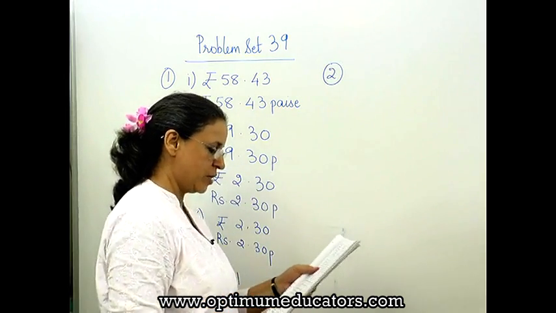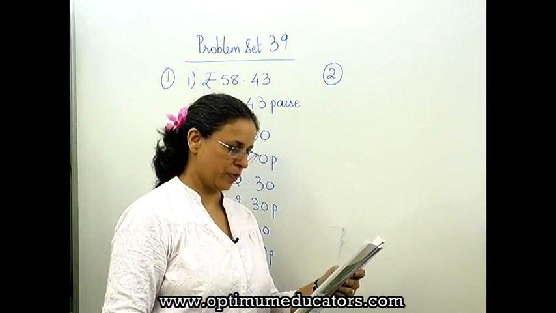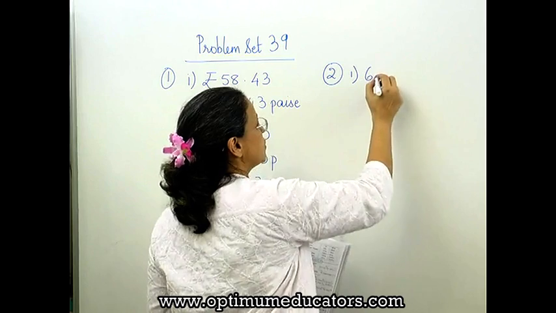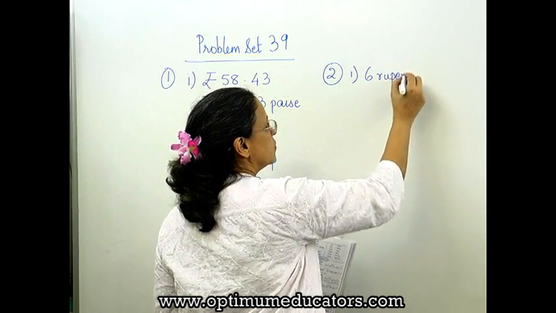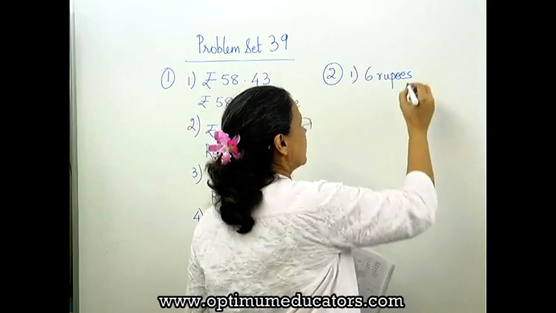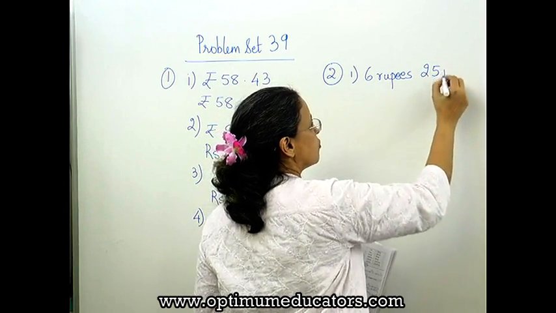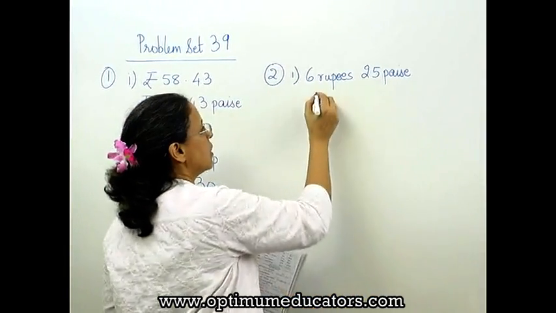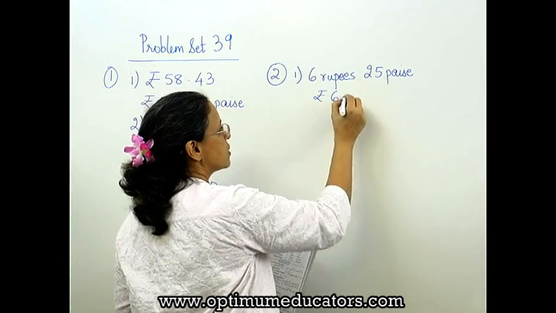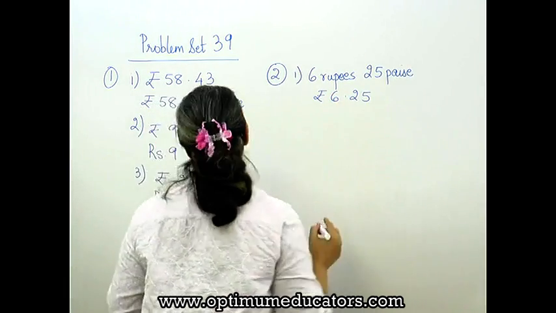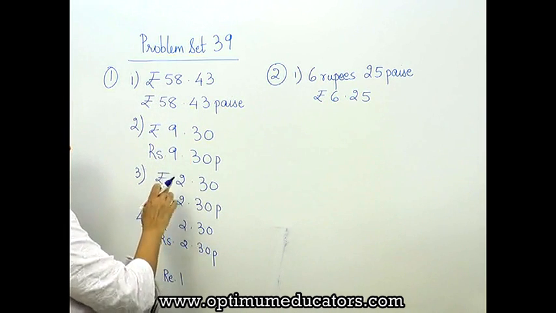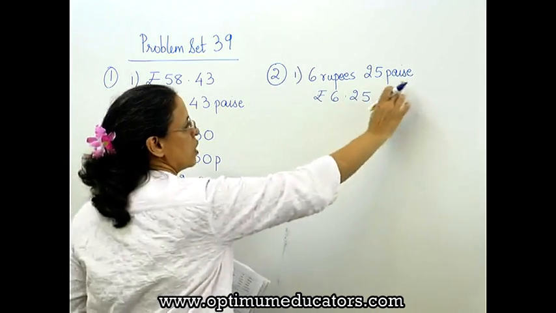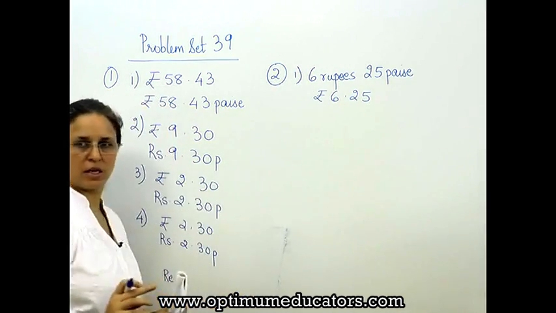Now we look at the second one. Write how many rupees in decimal form. So the first one, 6 rupees and 25 paise. How will we write this? We will write it as rupees 6.25. That is, what we did here, what was written in decimal earlier, if it is given to you in words, how will you write it in decimal.